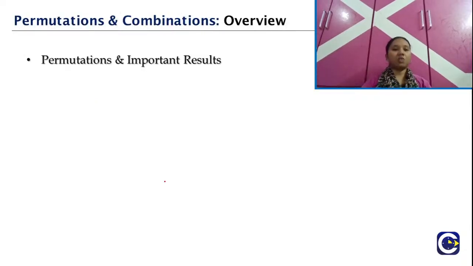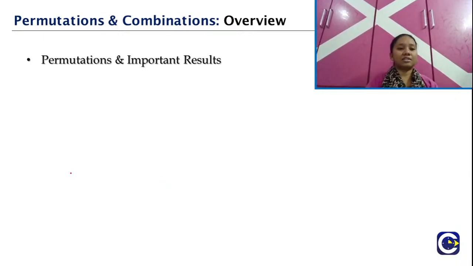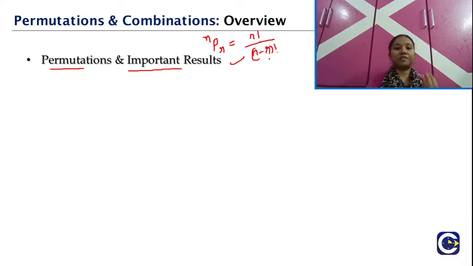As I mentioned, in our previous session we started with permutations, and we even discussed the important results related to permutations. We saw what nC0 is, what nCn is, and how we can write nCr. Basically, what is nPn, and what is nPr? nPr is nothing but n factorial by (n minus r) factorial, which is the expansion of nPr, and we discussed these conditions in our previous session.